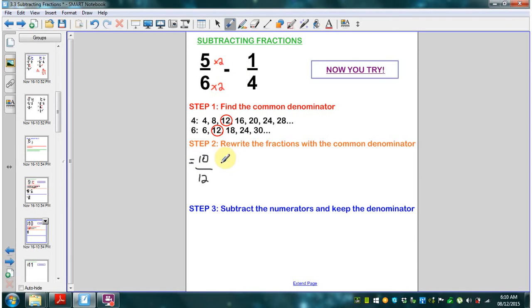Bring down our takeaway or our subtraction sign. Minus 1 over 4. 4 times what gives you 12? 4 times 3. And we have to do that to the top. So this now becomes 1 times 3 is 3. 4 times 3 is 12.